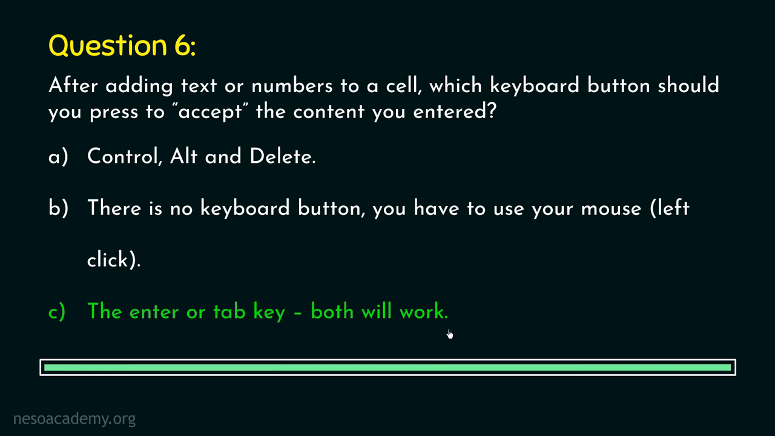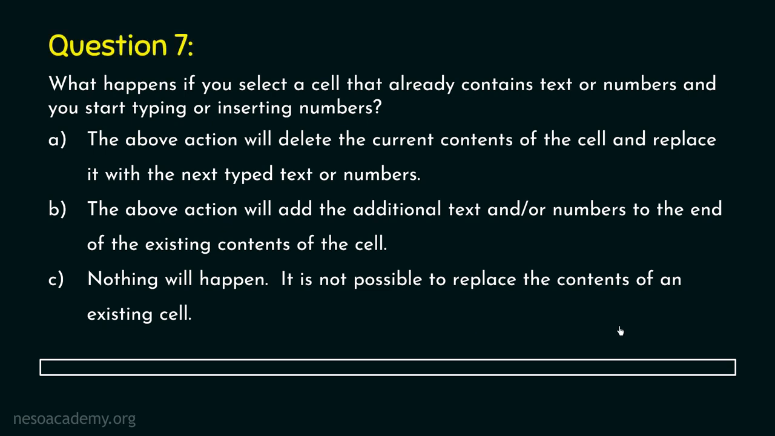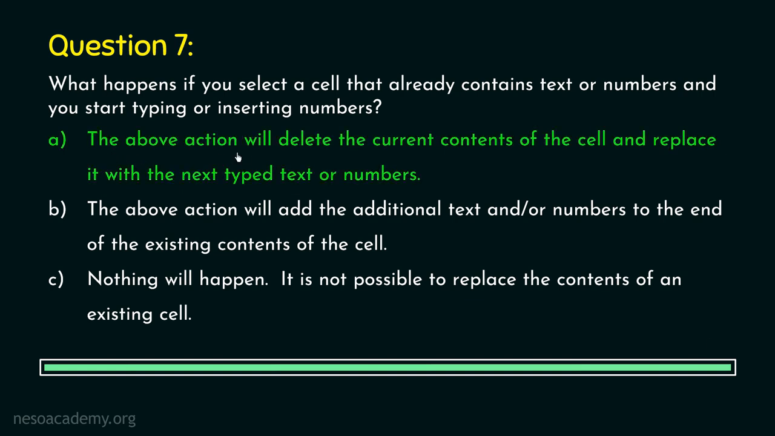Alright, now comes the seventh question of this quiz on your screen, and you have 20 seconds to solve this question. So your time starts now. Time up, and the answer to this question is option A. The above action will delete the current contents of the cell and replace it with the next typed text or numbers.